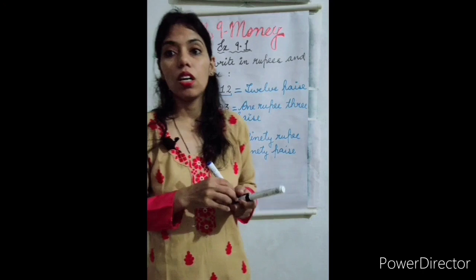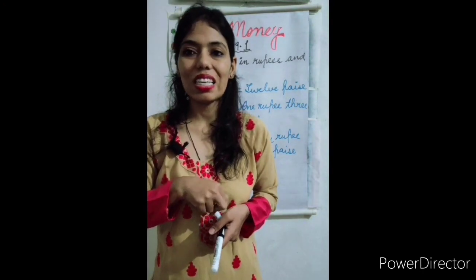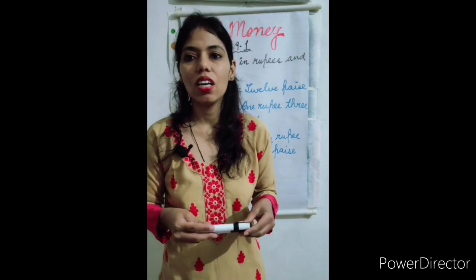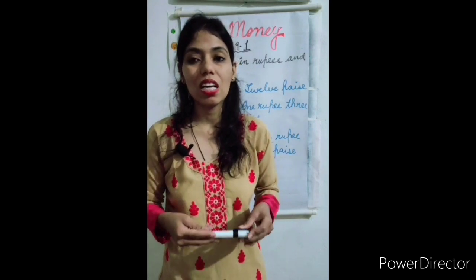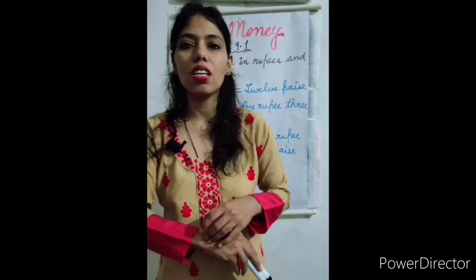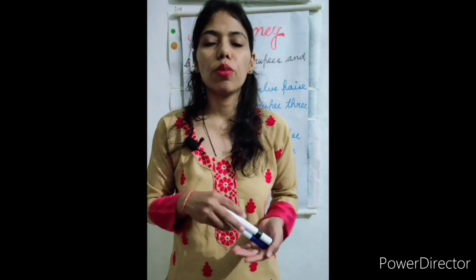Part D is rupees 178.39. So rupees 178 or 178 rupees and 39 paise, that you will do by your own. Now we will start question number 4.